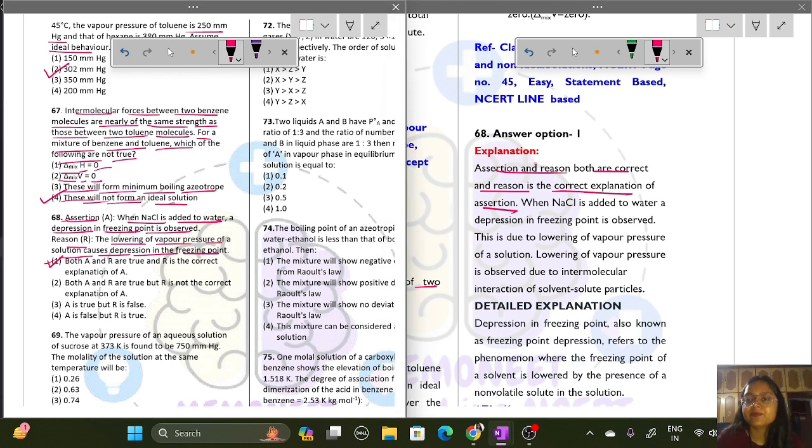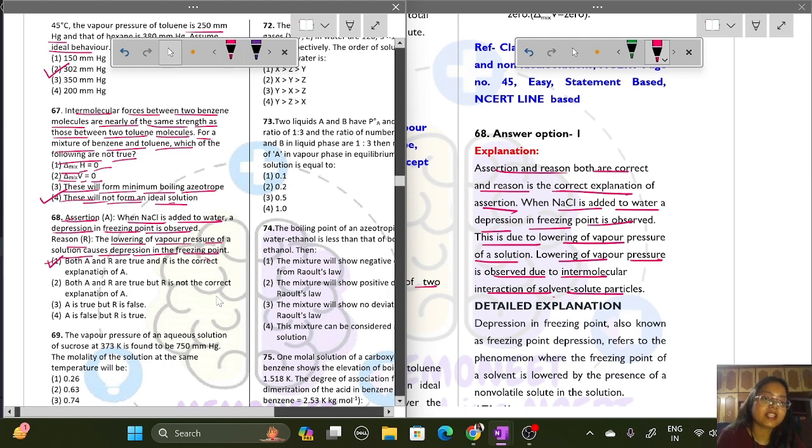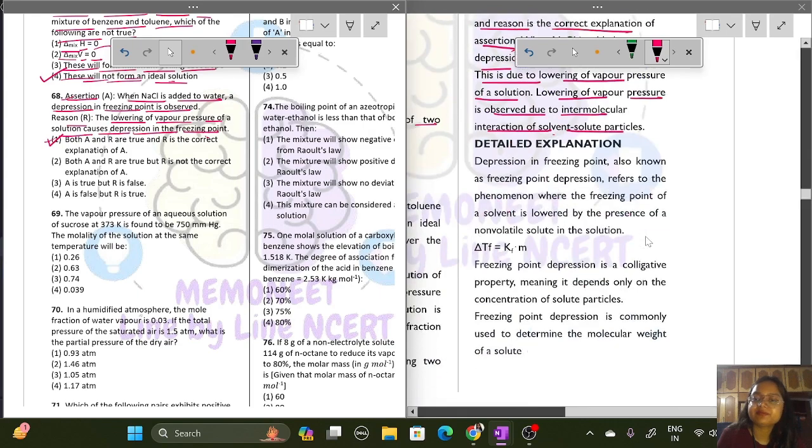Let us see why. When NaCl is added to water, a depression in freezing point is observed, which is due to the lowering of vapor pressure of the solution. The lowering of vapor pressure is observed due to the intermolecular interaction between the solvent and solute particles. The lowering of vapor pressure causes the depression of the freezing point. This is the reason. And the assertion is when NaCl is dissolved in water, a depression in freezing point is observed. So these two are correct, both assertion and its reason.